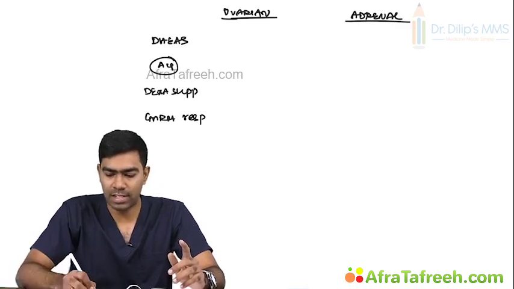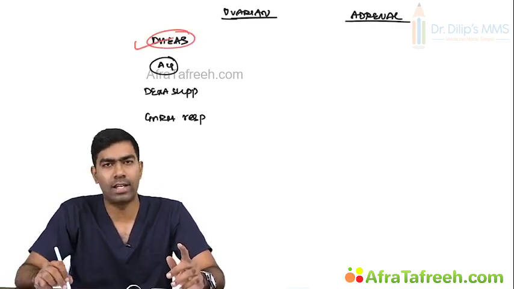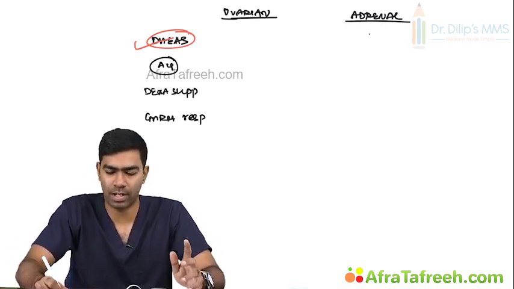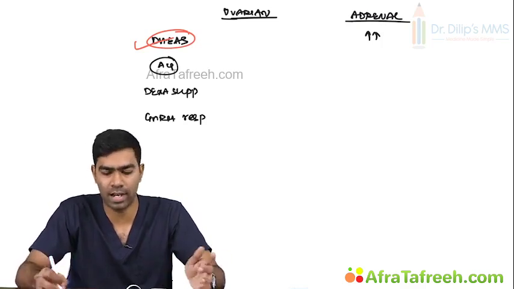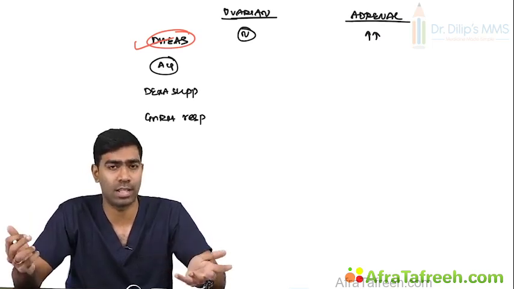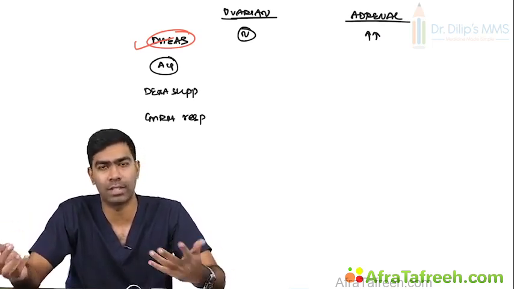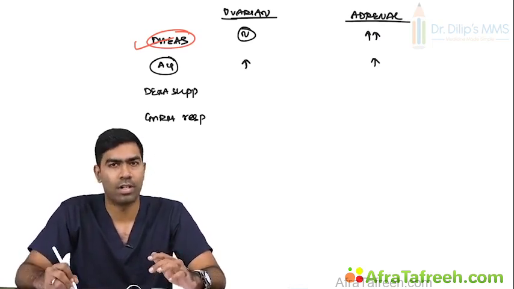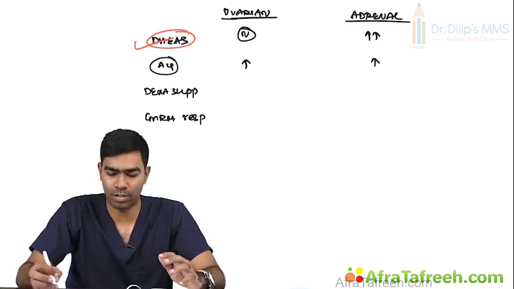So remember, DHEAS is the most commonly used clinical and biochemical test for differentiating ovarian and adrenal hyperandrogenism, where in adrenal causes it will be definitely high, whereas in ovarian causes it will be normal. This is what I have been telling in the beginning itself in the physiology section. Then androstenedione is not that useful. It can be elevated in both ovarian as well as adrenal causes.